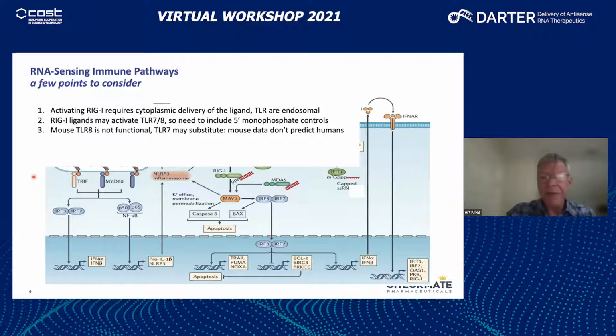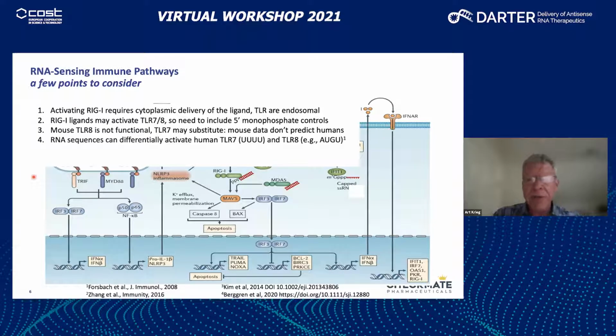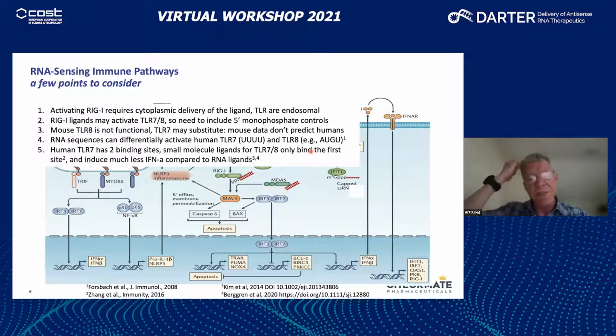In mice, TLR8 isn't functional, and TLR7 may substitute for it. But if you're developing something in humans, it's just a good idea, again, to be aware that mouse data don't predict this. And because of the molecular structure of TLR7 and TLR8, different RNA sequences differentially activate those two TLRs. And that's important because different cell types express TLR7 or TLR8. And so some RNAs may activate TLR7 expressing cells, macrophages, for example, but TLR8 expressing cells, like many monocyte populations, might not be activated by the same RNAs.